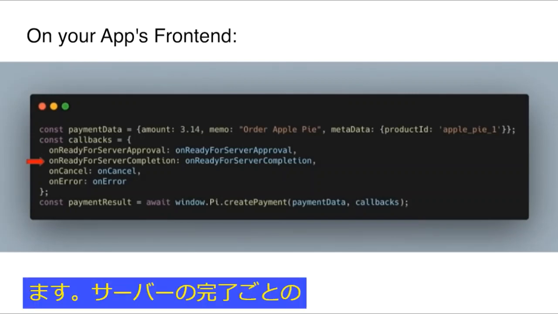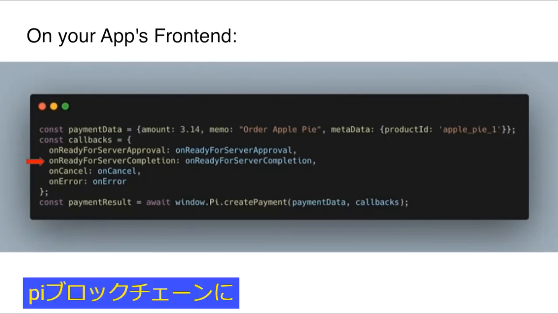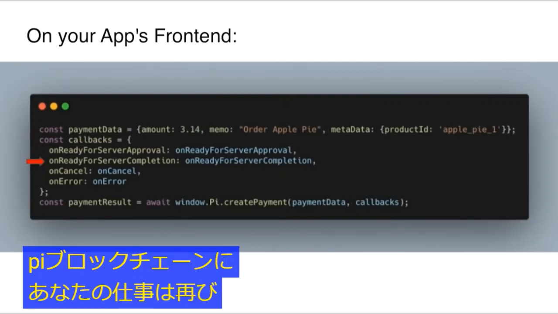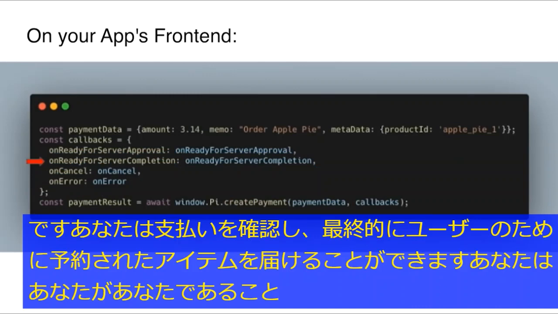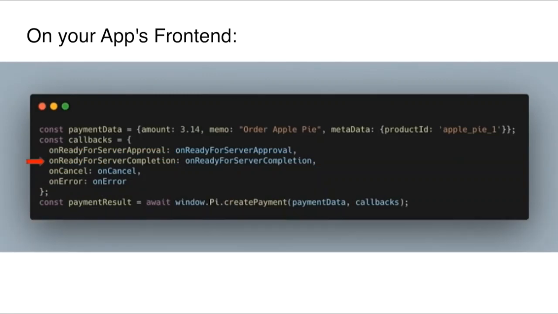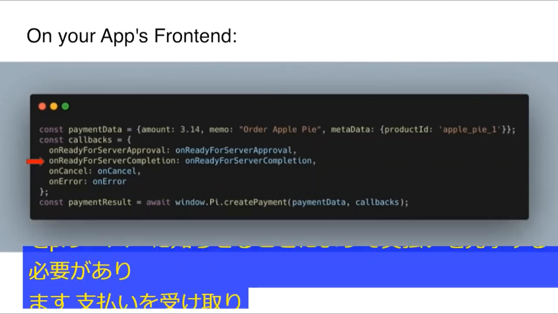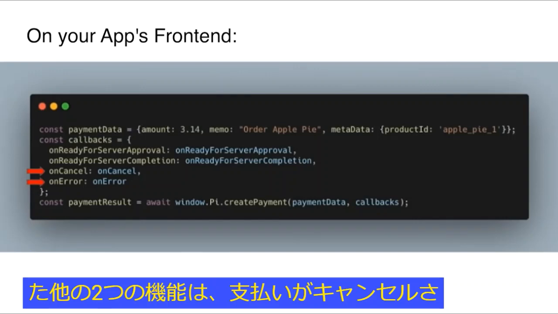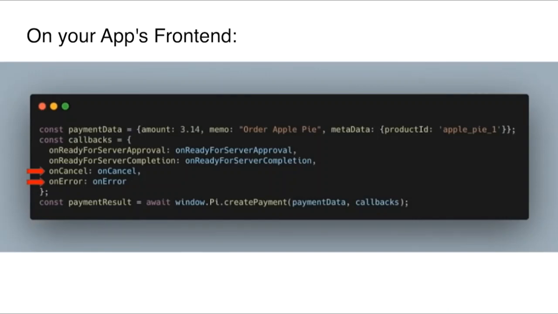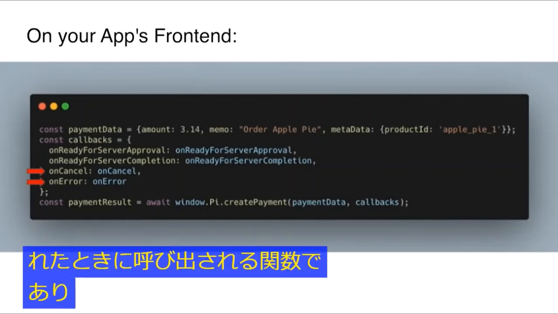In other words, you need to make sure that your server is aware of the current payment through this function. onReadyForServerCompletion is a function that gets called after the blockchain transaction has been submitted to the Pi blockchain. Your job is again to pass any relevant data to your app server. On your server, you can verify the payment and deliver the item that was reserved for the user. In the end, you should complete the payment by letting the Pi server know that you have received the payment and delivered the item. The other 2 functions are onCancel and onError. As their names suggest, they are functions that will be invoked when the payment gets cancelled and when an error occurred.